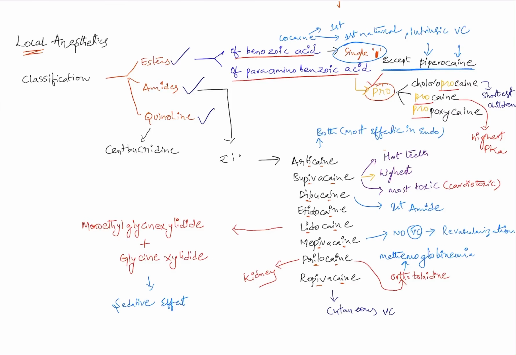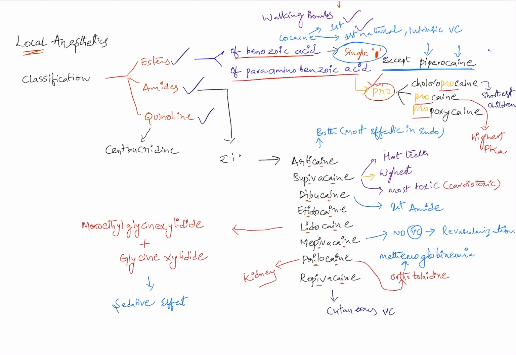The most commonly asked question in the esters is cocaine. What are the points you have to make a note about cocaine? Cocaine is the first LA, the first natural LA, the first ester to be identified, and cocaine has intrinsic vasoconstrictor activity, which is a specific feature seen only in the case of cocaine. The users of cocaine are called walking bombs. So we are done with the brief introduction of the esters.